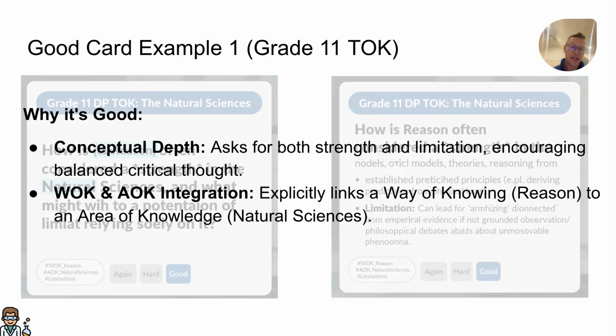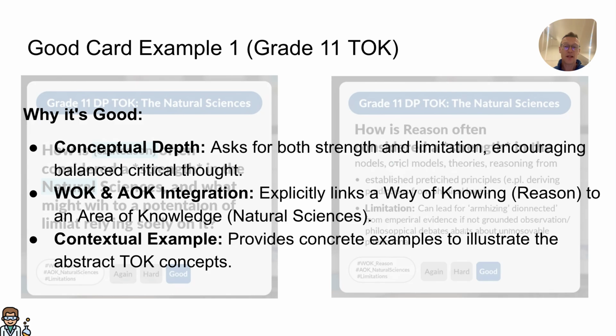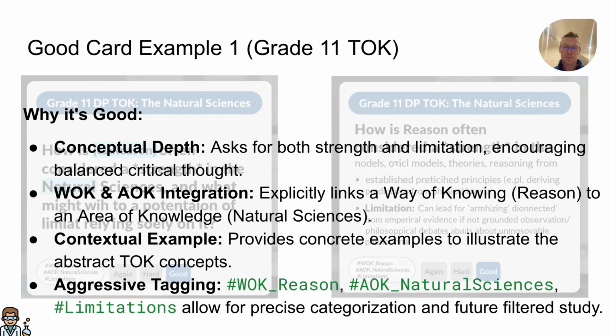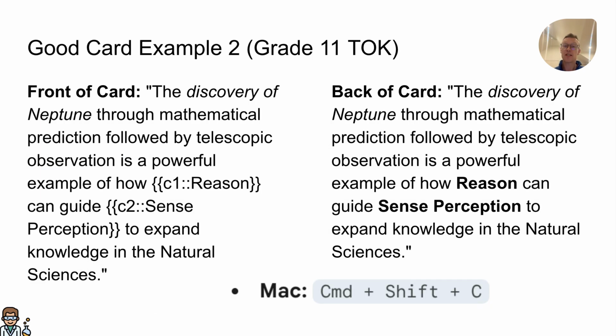We've got a WOK and an AOK integration. So we explicitly have a way of knowing, which is reason, to an area of knowledge, which is the natural sciences, which is good because that's what we're starting off with together. And it's got a contextual example. It provides a concrete example, one of the 6 effective strategies to illustrate the abstract concepts that we have in TOK. And the aggressive tagging. We've got 1, 2, 3 different tags, so we can really try and filter things later on when we want to study.